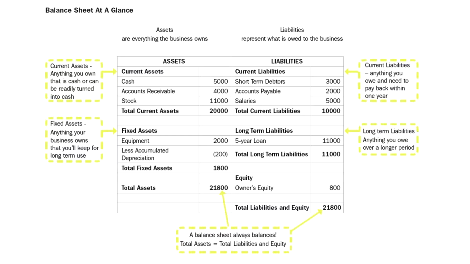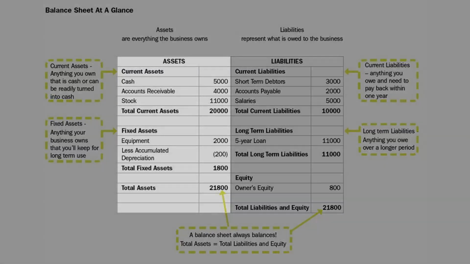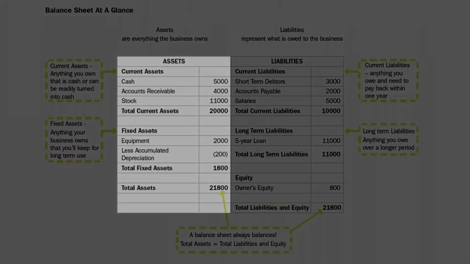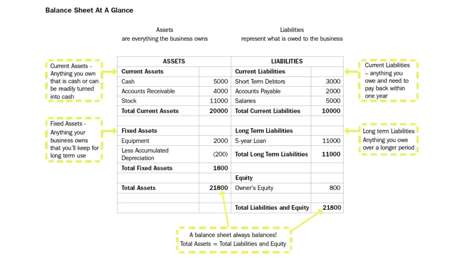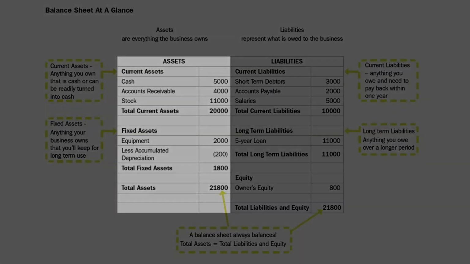Okay, there are two sides to a balance sheet. On the left are the assets, that's everything the business owns. On the right are the liabilities, that's everything that the business owes. And the figures must balance. That means that your total assets equal your total liabilities, including equity. Let's start by looking at the left-hand side, the assets.